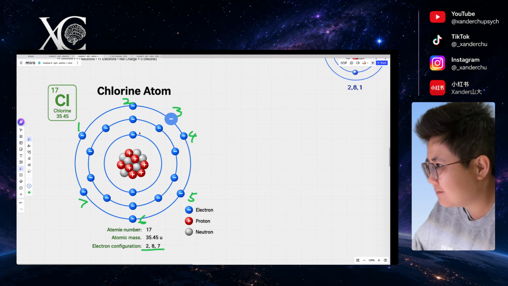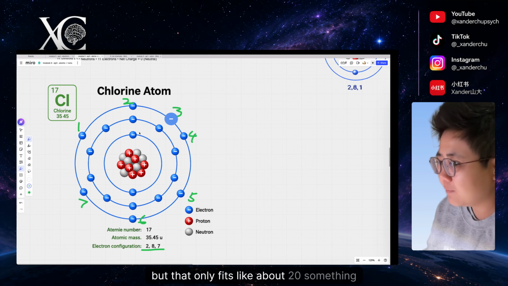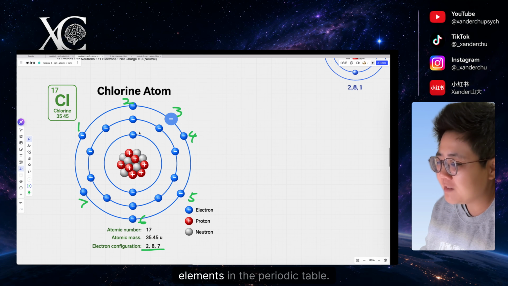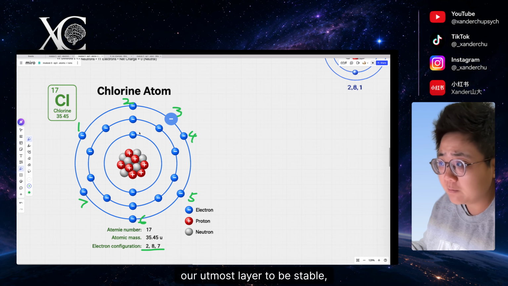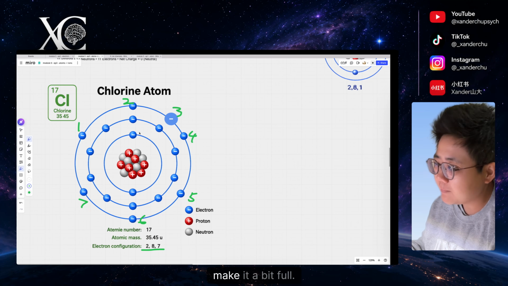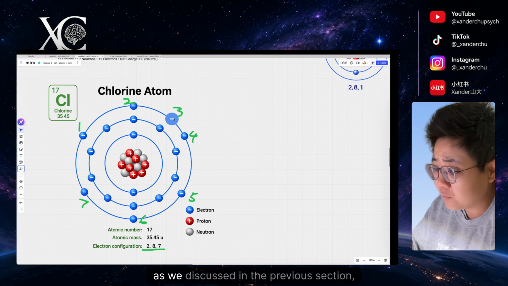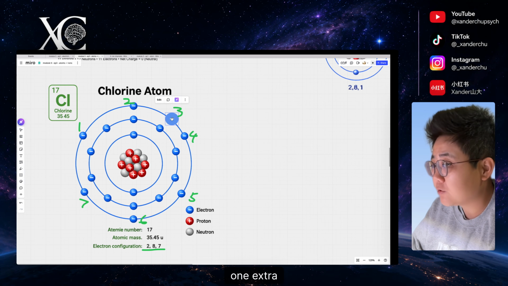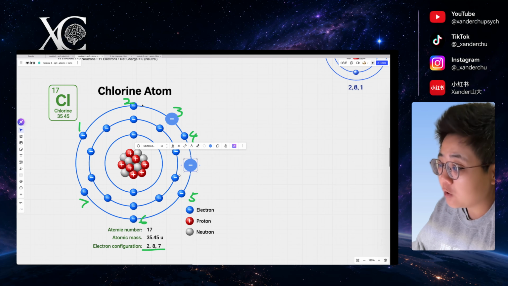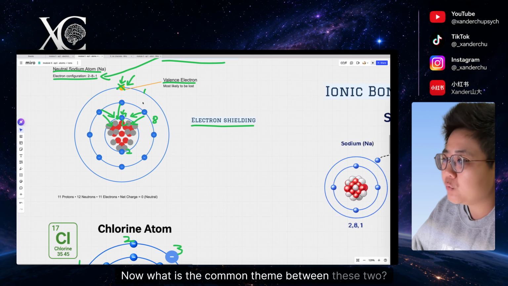I know some people talk about the octet rule, or 2-8-8 rule, but that only fits about 20-something elements in the periodic table. So for now, let's remember that we want our outermost layer to be stable, so we want to make it a bit full. And so the chlorine atom, as we discussed in the previous section, will gain 1 extra electron to become a chloride ion. Now, what is the common theme between these two?